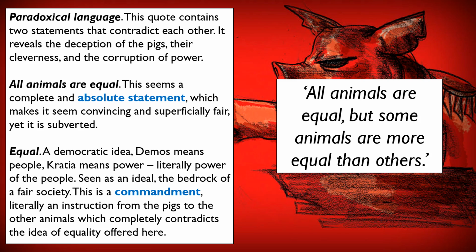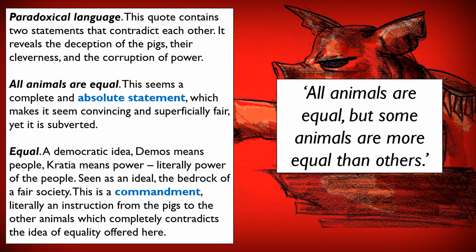The first part of the quote, "all animals are equal," seems like a complete and absolute statement. It seems very convincing and it seems very fair. But this is an example of the language being superficial, meaning it's only surface deep, because literally as soon as it's finished, there's a comma and we're going to move on to the idea that that's not actually true. So this is a subversion of equality.